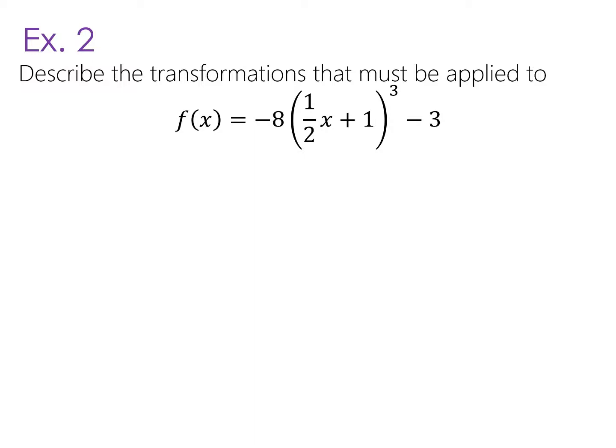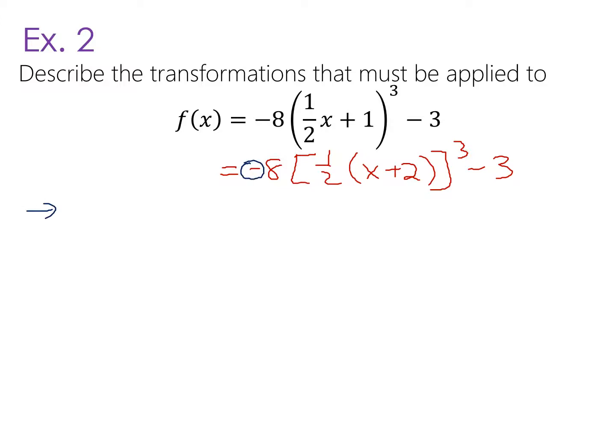Our next example, describe the transformations that must be applied to this cubic. First thing you have to do is realize you have a number out front of x. So whenever we have that, we have to common factor it out first. So negative 8. And now we're going to have a square bracket because we're going to have brackets and brackets. And if I common factor out an x, I'm left with x and then plus 2, cubed, minus 3. Now we're ready for our description.